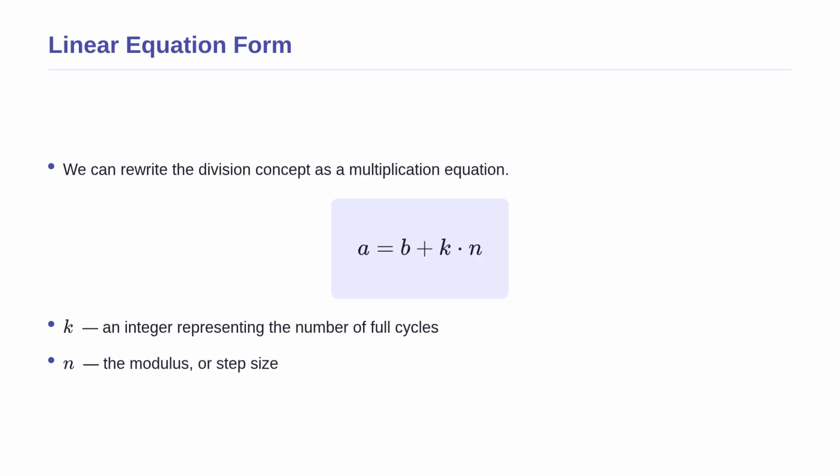Building on that strict definition, by rewriting the division concept as a multiplication equation, we get this highly useful linear form. Here, k represents some integer, which could be positive, negative, or 0. This tells us that to get to the number a, you can start at b and jump forward or backward by multiples of the modulus n. As the integer k changes, you generate an entire family of numbers that share the same remainder. If k increases, you are simply taking more steps around the cycle, but you will always land on a number congruent to b.